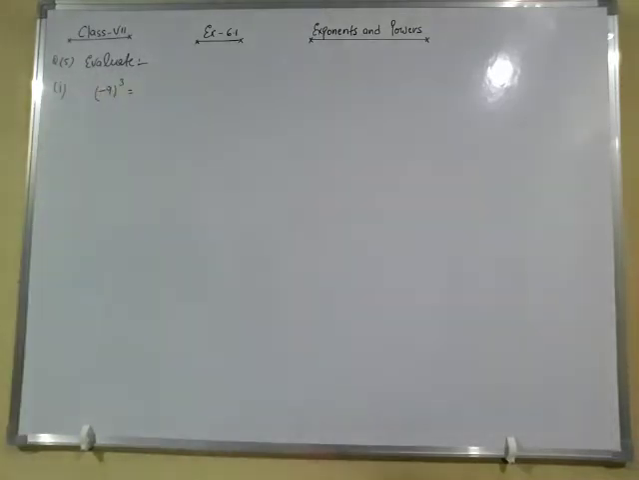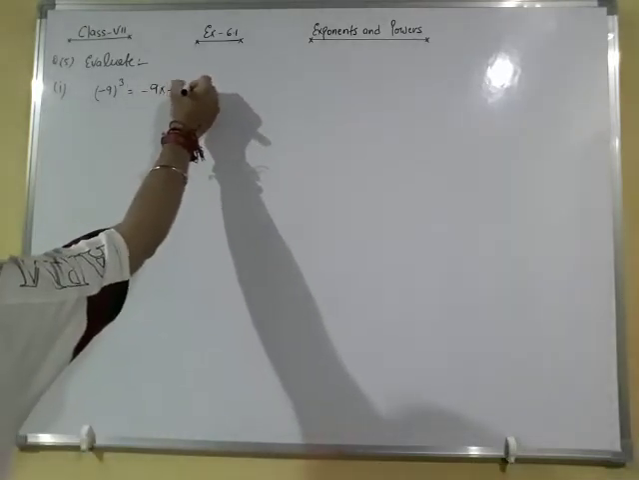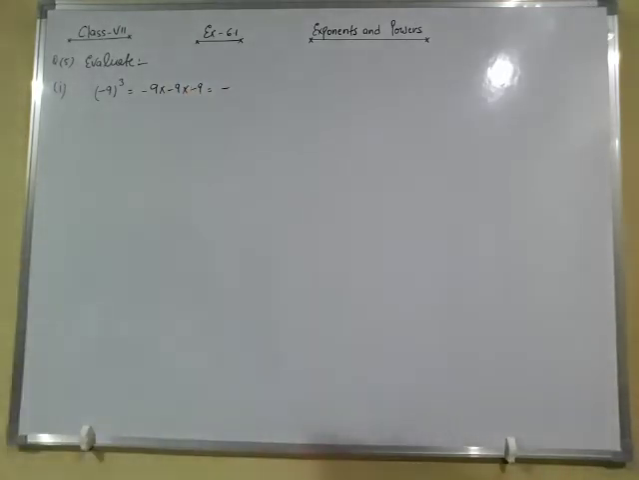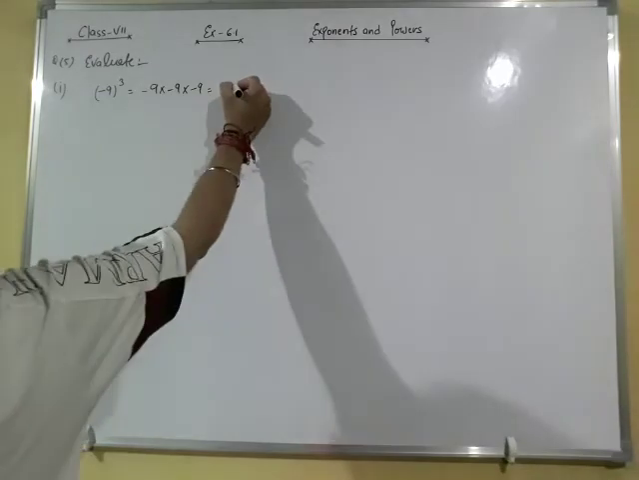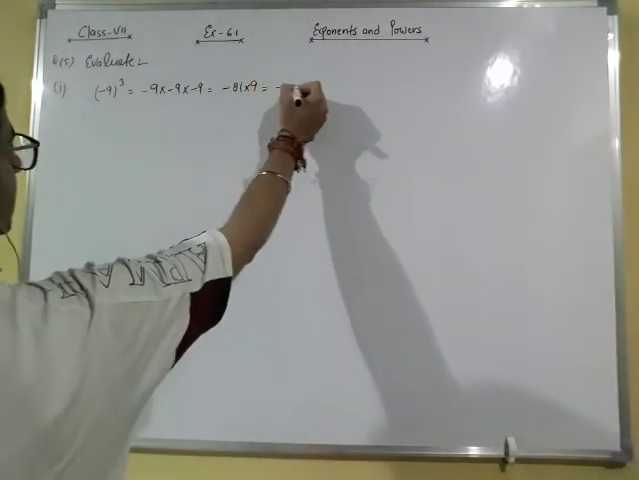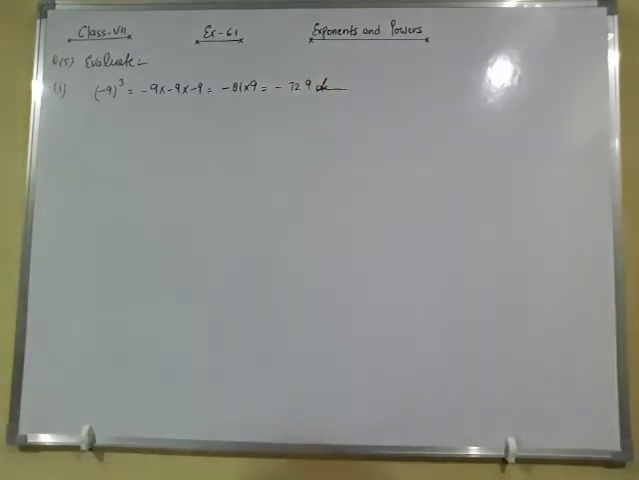Power is 3, therefore it is an odd number. If the power is an odd number, then the answer will be negative. Okay, so we can write it minus 9 into minus 9 into minus 9. So the answer we know will be negative. 9 into 9 is 81. 81 multiply by 9. Now multiply it again. Minus 729 is your answer. Okay, move on to the next part.